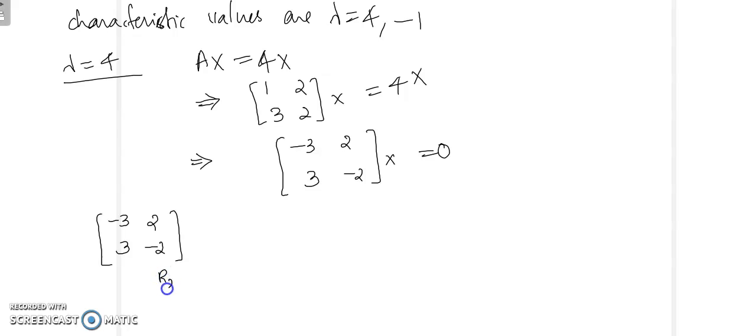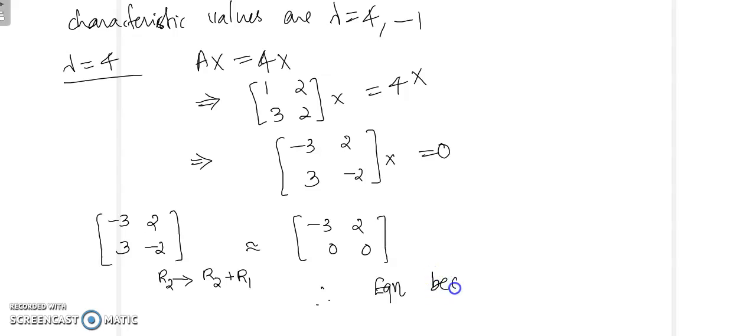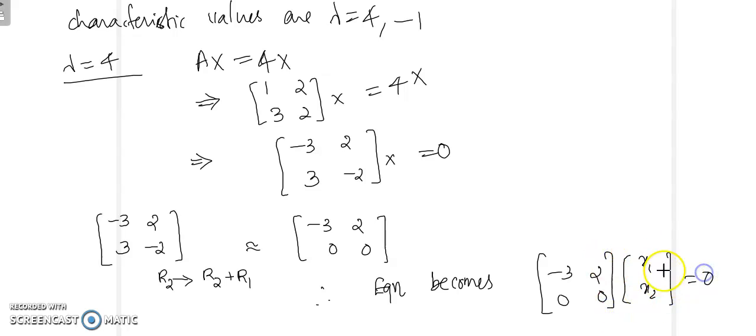So if you take R2 goes to R2 plus R1, the matrix will reduce to minus 3, 2, and then this becomes 0. So therefore the equation becomes [minus 3, 2; 0, 0] [x1, x2] equal to 0. So it will reduce to a single equation.